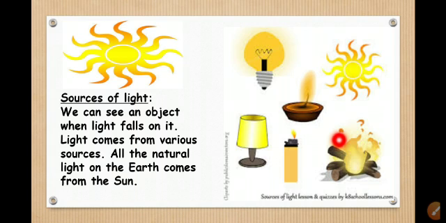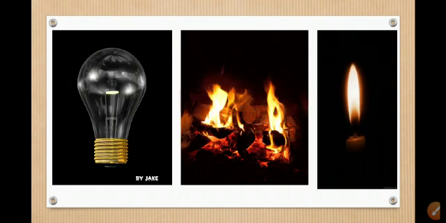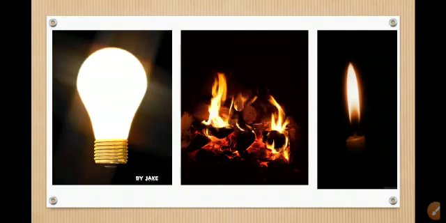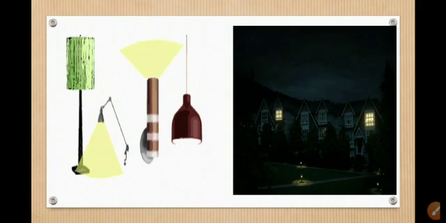Some of them are natural sources of light, whereas some are man-made, or you can say artificial sources of light. So here you can see the different sources of light: bulb, fire, candle. These sources of light also give us heat and light. Without light there is darkness. So at night, when there is no sun, we use the artificial sources of light.